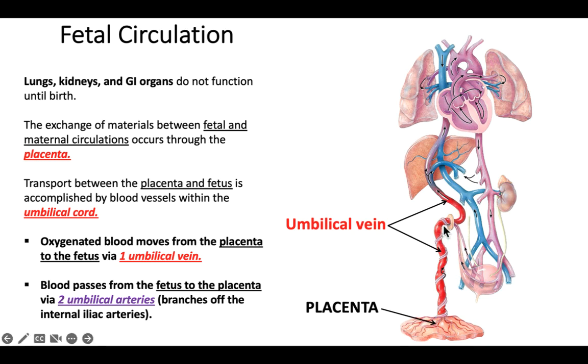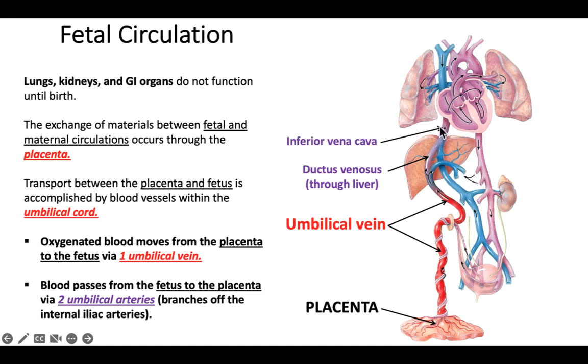That vein is going to enter the fetus. This is the little umbilicus, or the belly button. That umbilical vein is going to now be in the fetus. It travels through the liver, where it has a different name, the ductus venosus. We don't need to worry about that, but it then attaches to the inferior vena cava.